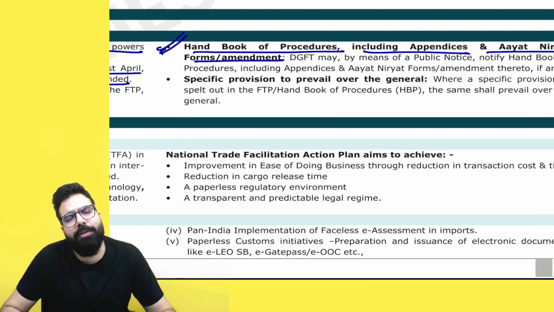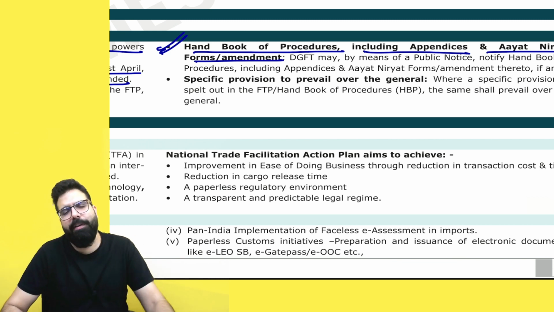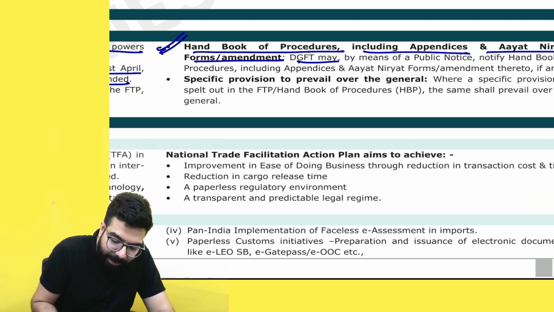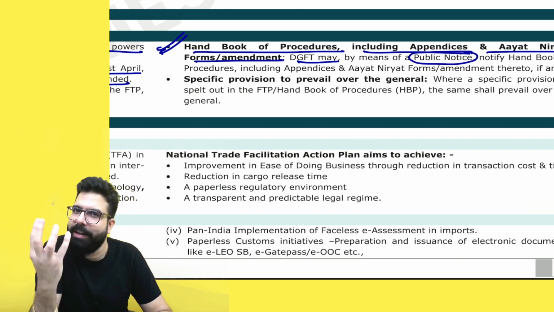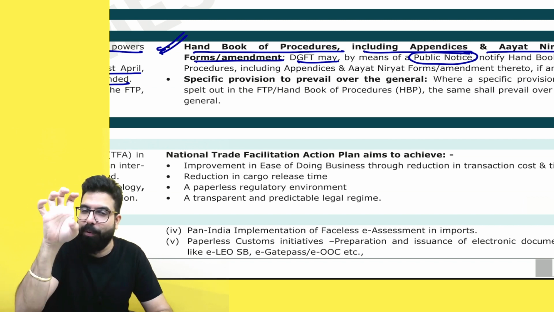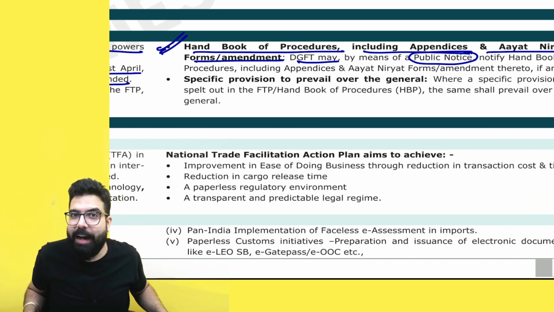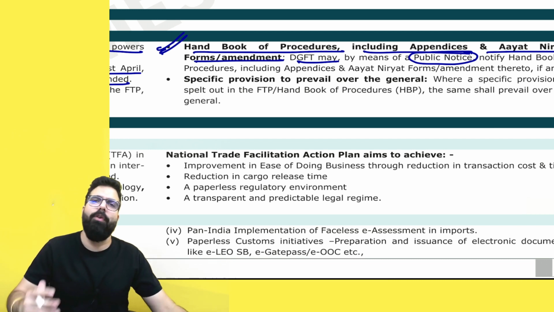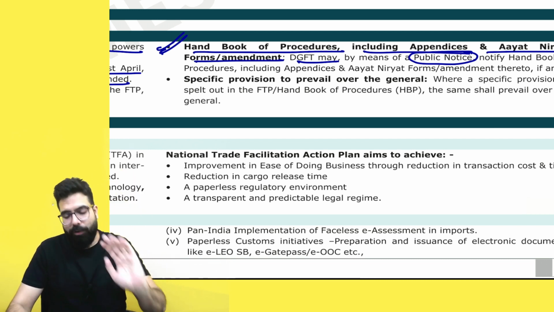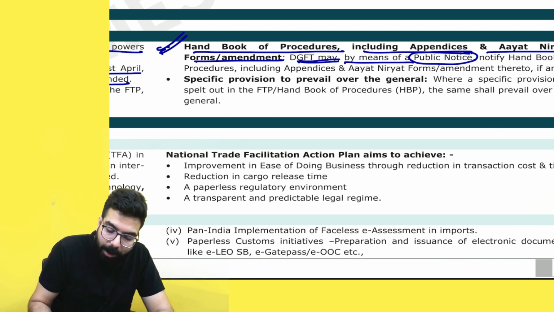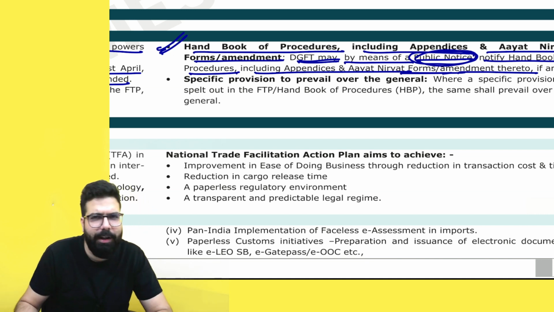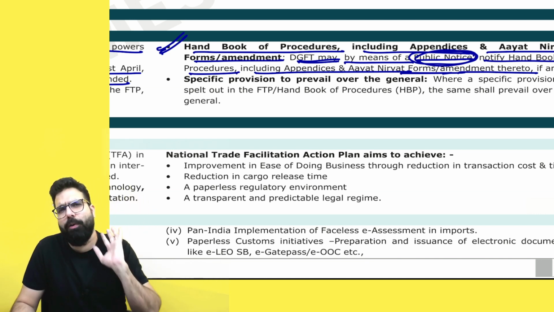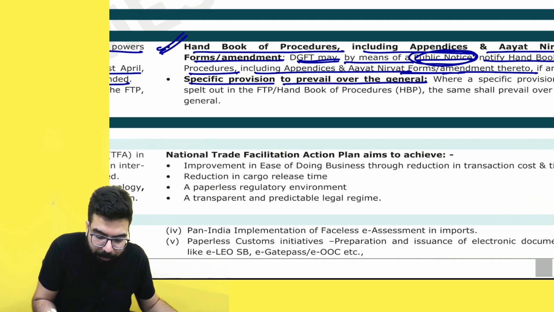The handbook of procedure contains the rules that support the foreign trade policy, and the Aayat Niryat forms. DGFT will issue a public notice and notify them. First the act is made; the foreign trade policy is the main policy. To support it, you need the handbook of procedure. DGFT may by means of a public notice notify the handbook of procedure including the appendices, Aayat Niryat forms and amendments thereto, the import and export related forms, etc.